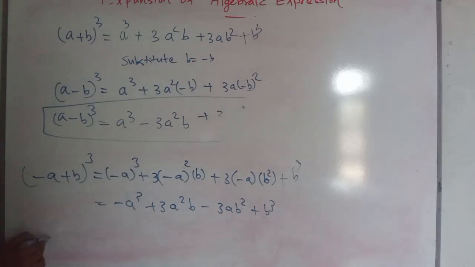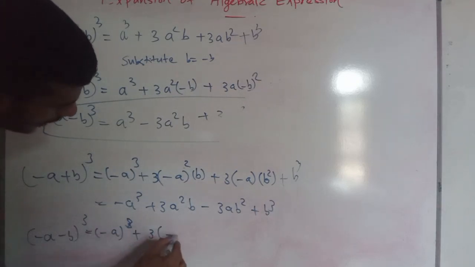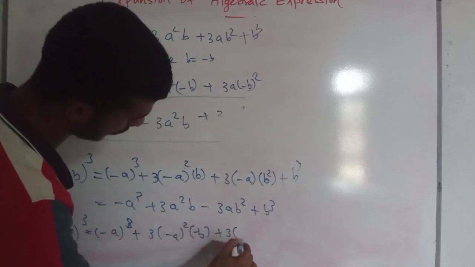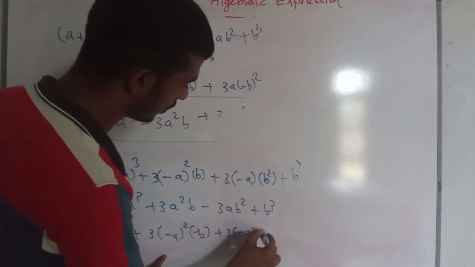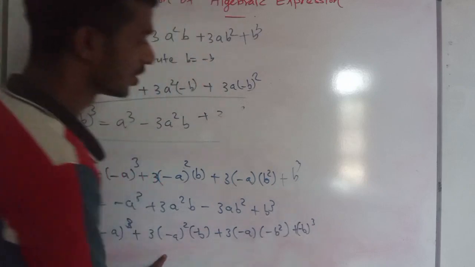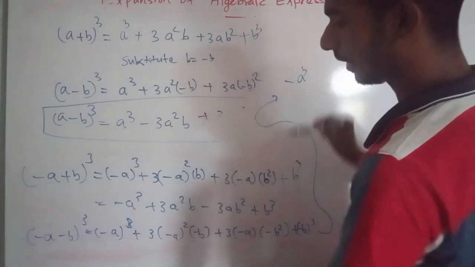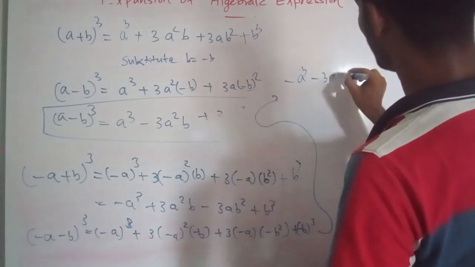And if it is like this, how will it be? (Minus A minus B) whole cube. So here (minus A) whole cube, plus 3 into (minus A) squared into minus B, plus 3 into minus A into (minus B) squared, plus (minus B) whole cube. So this will be equal to what I am writing here, right? So minus A cube, plus A squared into minus B, so minus 3A squared B.